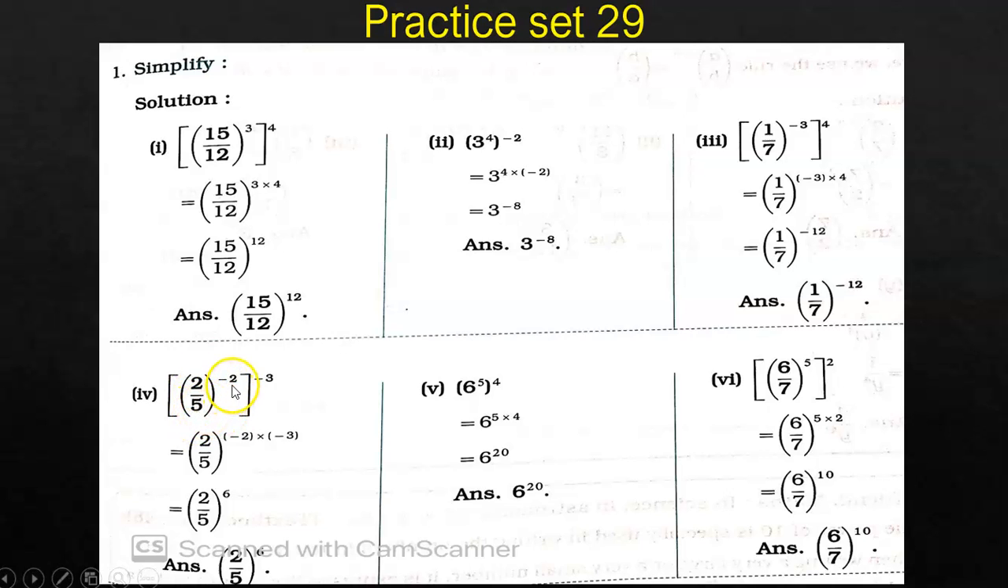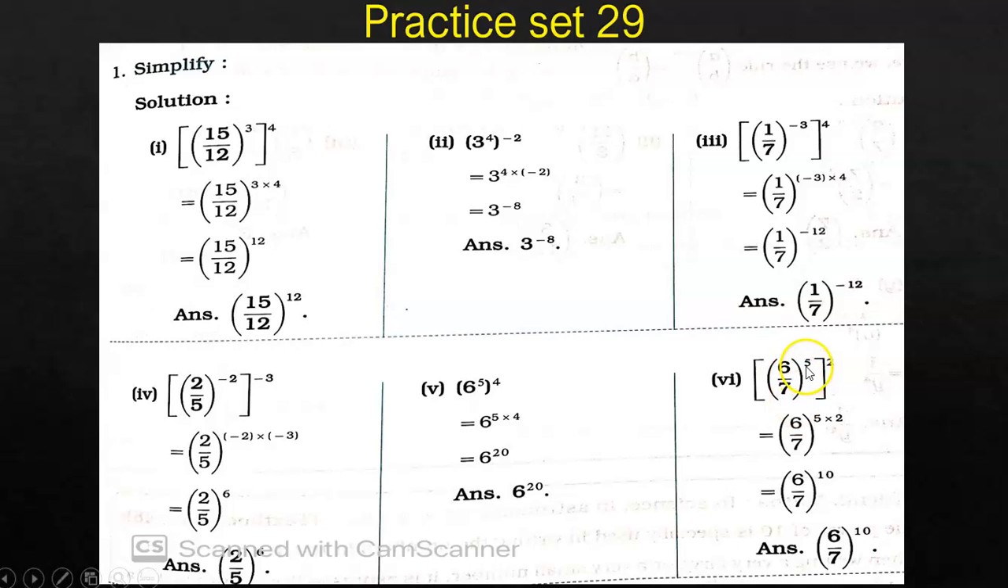2 upon 5 raised to minus 2, the whole raised to minus 3, means 2 upon 5 raised to minus 3 into minus 2. Minus and minus sign will get cancelled and we'll get positive, and 3 into 2 is 6. So my final answer is 2 upon 5 raised to 6. 6 raised to 5 the whole raised to 4. So I will get 6 raised to 5 into 4. Please write the law over here, which is 6 raised to 20.